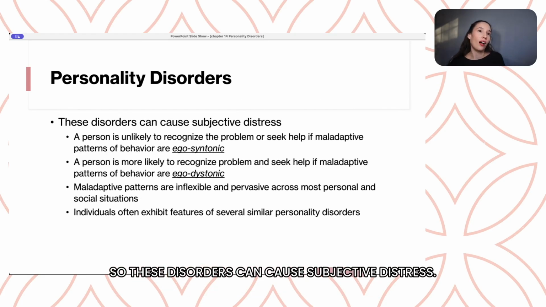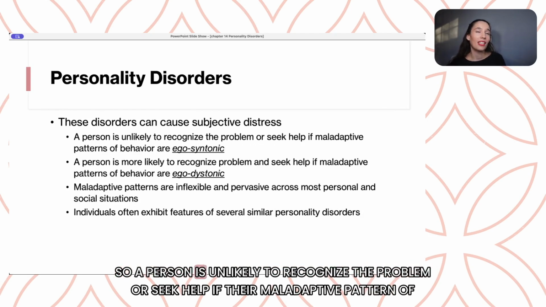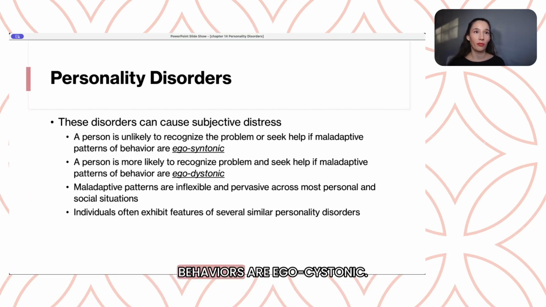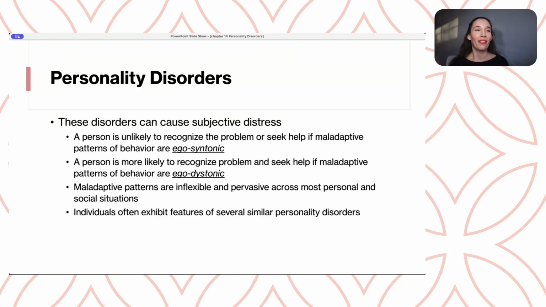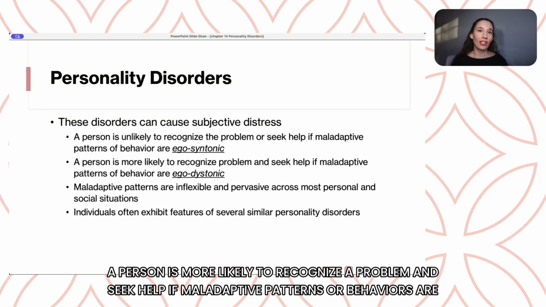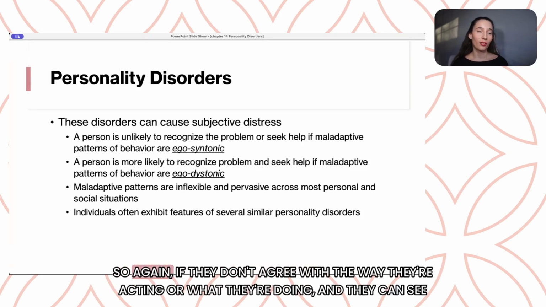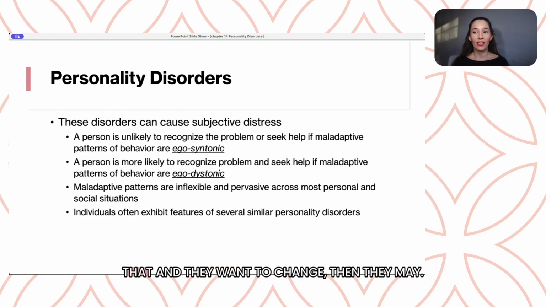So these disorders can cause subjective distress. A person is unlikely to recognize the problem or seek help if their maladaptive pattern of behaviors are ego syntonic. So we talked about that. If they agree with the way they are acting, and they think they're right, they are not going to change. A person is more likely to recognize a problem and seek help if maladaptive patterns or behaviors are ego dystonic. So again, if they don't agree with the way they're acting or what they're doing, and they can see that and they want to change, then they may.